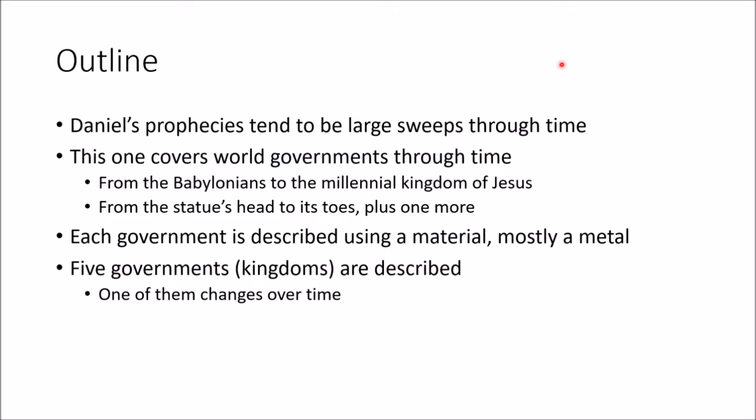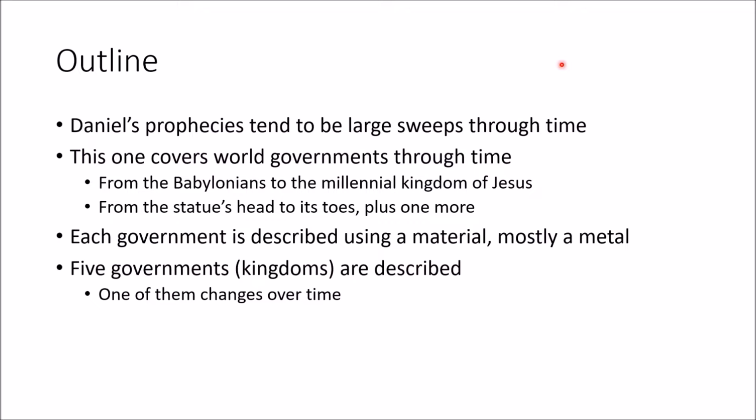So here's an outline of what we're going to be covering. Daniel's prophecies, as I've said many times before, tend to be sweeps through time, and this one is very characteristic of that. He'll start at one place in time and then hop to another in the future, and then one that's even further in the future, and then another one that's even further in the future from that. And each government in this case is going to be described on this statue. The Babylonians are going to be the start of that, as I mentioned before, and it's going to end up with the millennial kingdom ruled by Jesus.